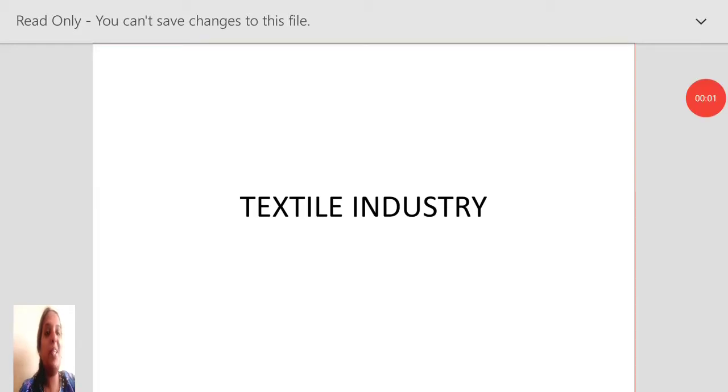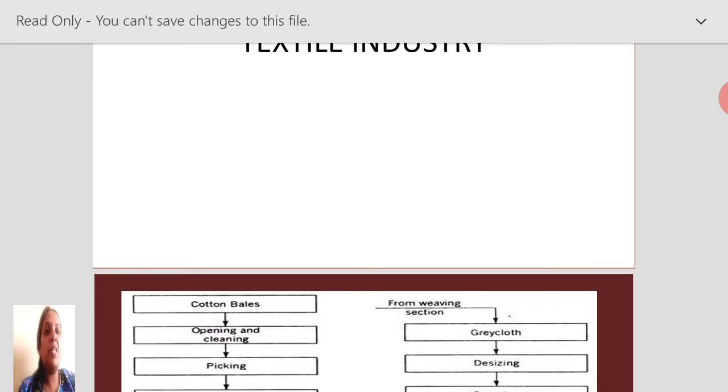Very good morning, guys. In today's session, we will see about the textile industry. Under this session, we will see what the manufacturing process in the textile industry is, what the characteristics of the wastewater coming out from the textile industry are and where it comes from, as well as its effects and treatment. So, we'll see one by one.